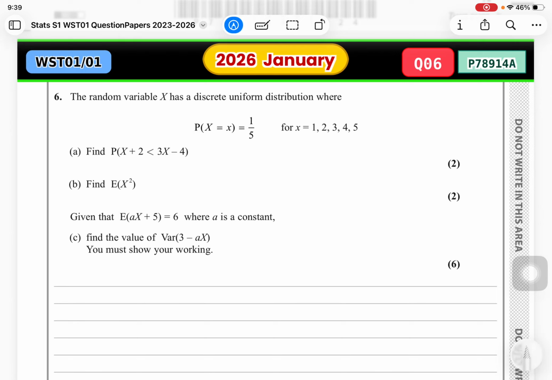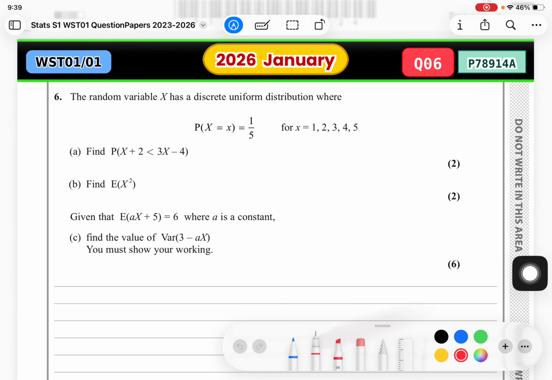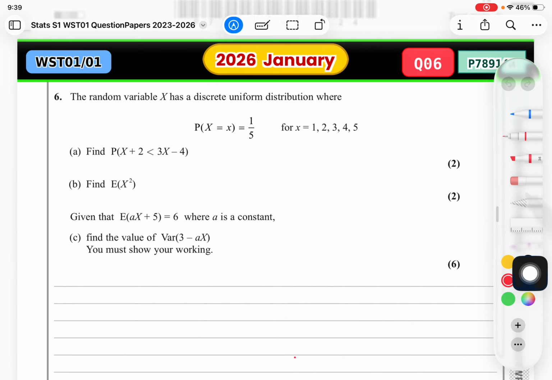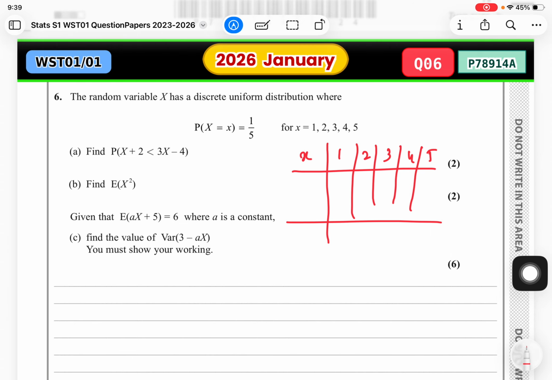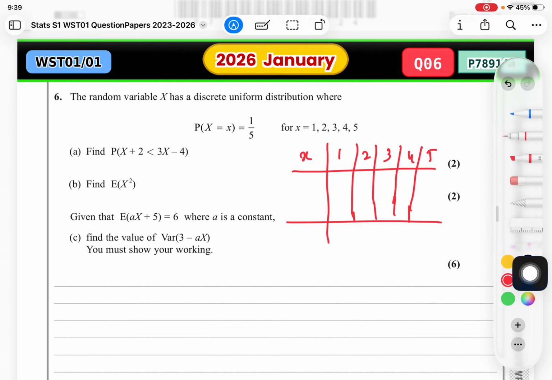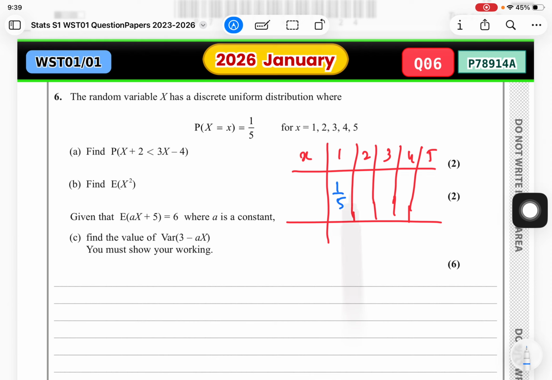Now the 2026 question number 6 we are going to do. There's a discrete uniform distribution where the x values are going to be, let me make up my table here, for 1, 2, 3, 4 and a 5. Since it's a uniform distribution, every attribute has probability 1 over 5. Everything is 1 over 5.